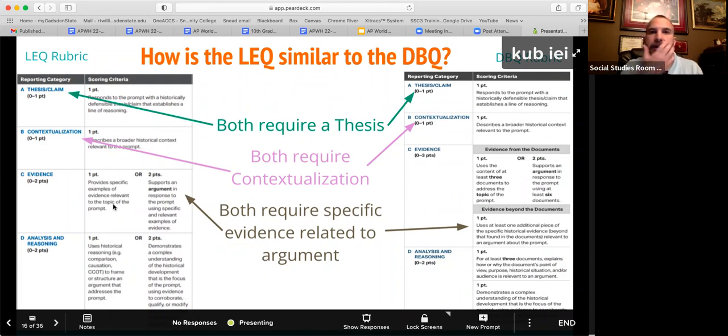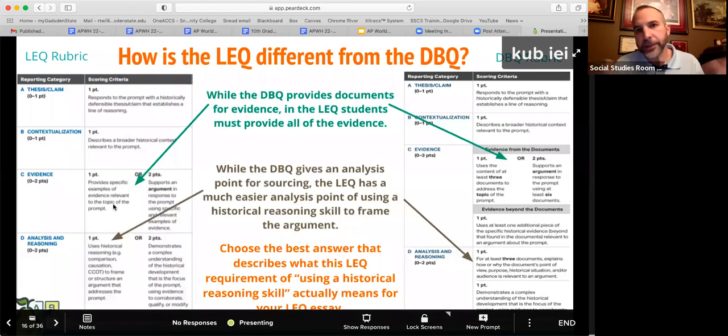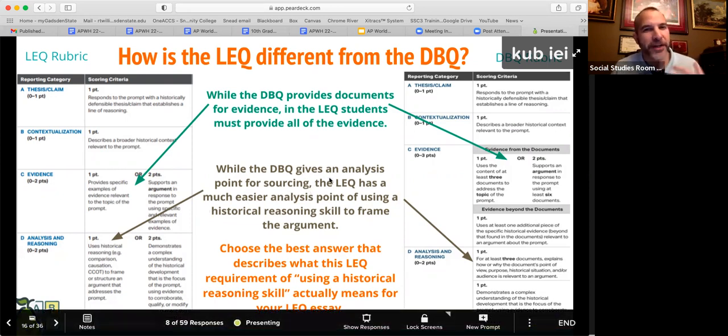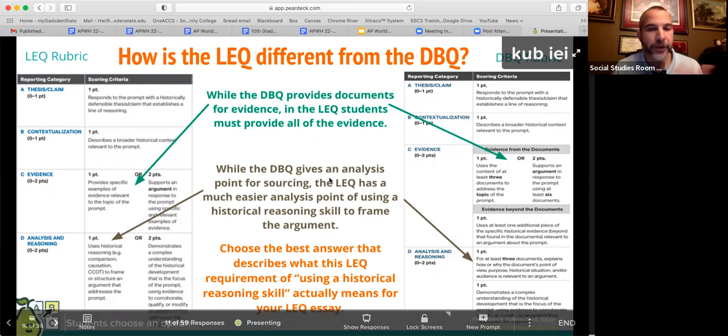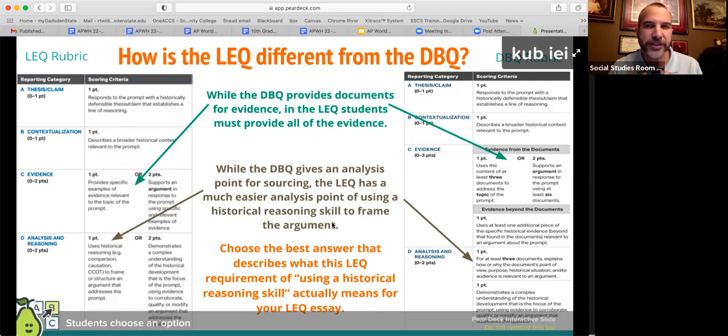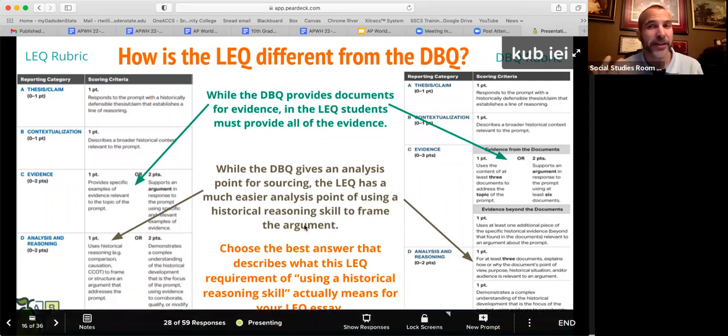All right. Let's look at how they're different, though. Clearly, the DBQ is giving you the documents to analyze. The LEQ, again, you've got to pull it out of that intellectual wheelhouse. Notice this too. It says while the DBQ gives an analysis point for sourcing, the LEQ has this much easier analysis for using a historical reasoning skill. So as long as you construct this essay in a way that it's obvious, you're telling the reader, hey, I know this is causation, or hey, I know that this is a CCOT. As long as the reader can see what you're setting up, that's how you're going to earn the analysis point. It's easier to do here for the LEQ. All right. So keep that in mind as well.